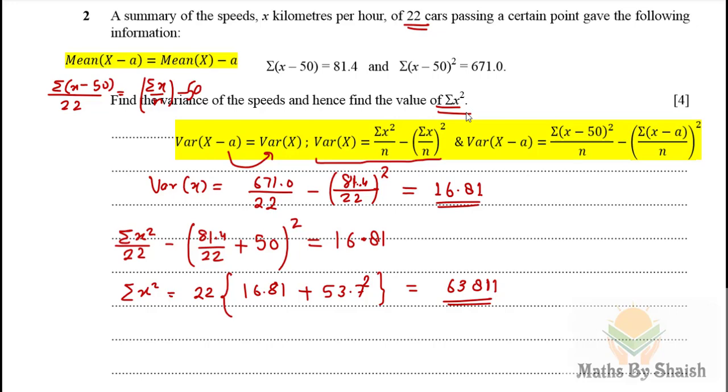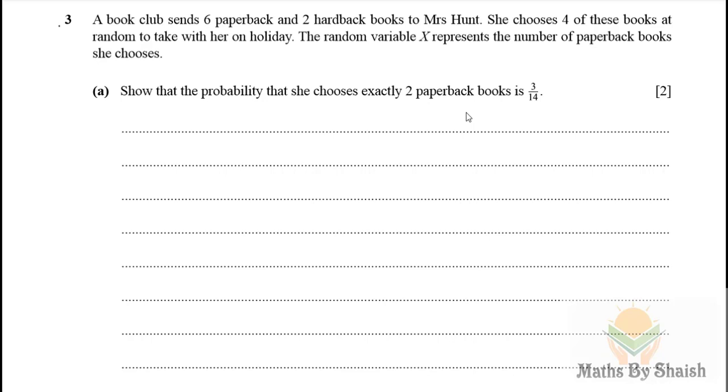Let's discuss the next question. And here's question number 3. A book club sends 6 paperback and 2 hardback books to Mrs. Hunt. She chooses 4 of these books at random to take with her on holiday. The random variable x represents the number of paperback books she chooses. Part A: show that the probability that she chooses exactly 2 paperback books is 3 by 14.